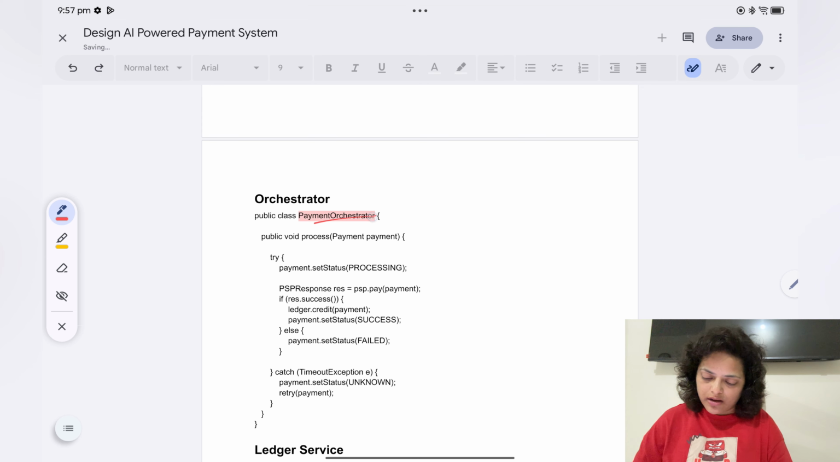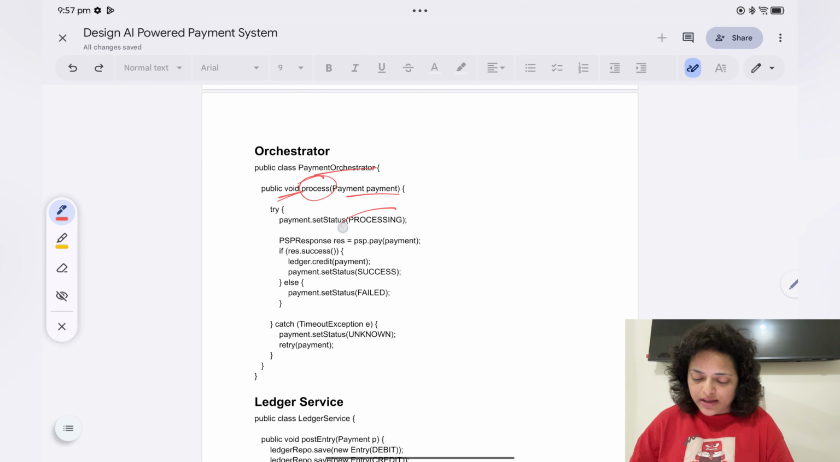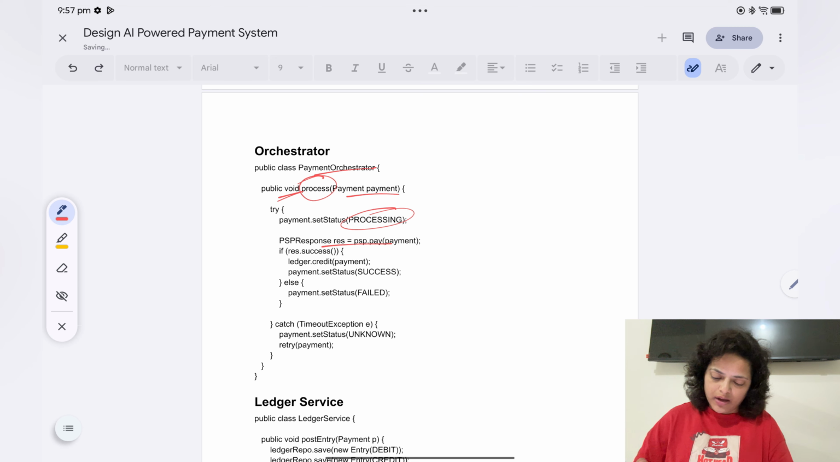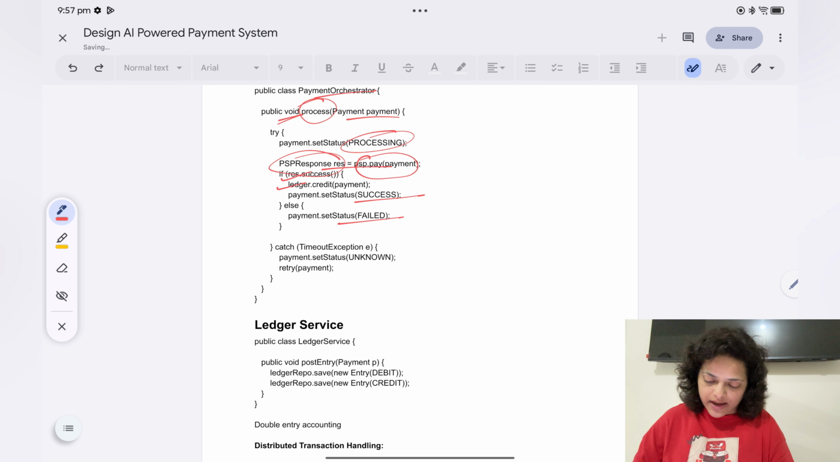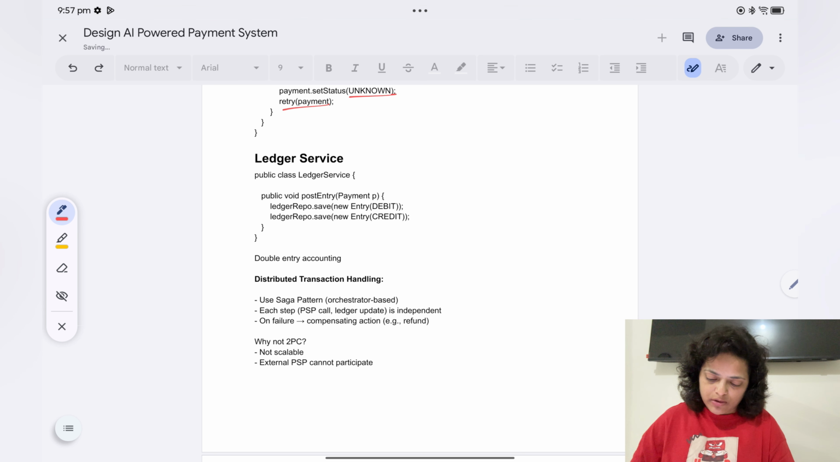So here the orchestrator, like the PaymentOrchestrator class, will have a process method which returns void and takes a payment as input. Again here it will set the status to processing, now it is processing. Then it will call the PSP pay method using that payment, and then store the response. If the response is successful, then it will make an entry into the ledger, and then set the status to success, otherwise it will set the status to failed. And if anything happens, like a timeout, it will set the status to unknown, and then it will retry that payment.